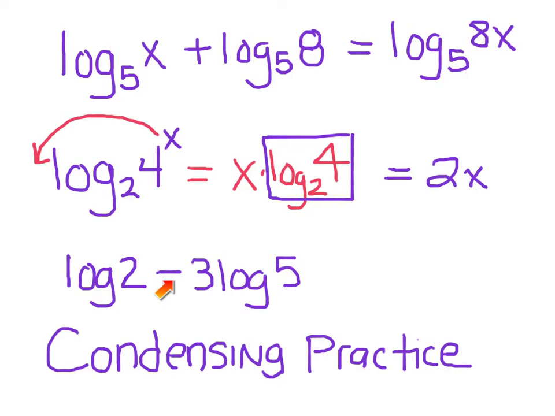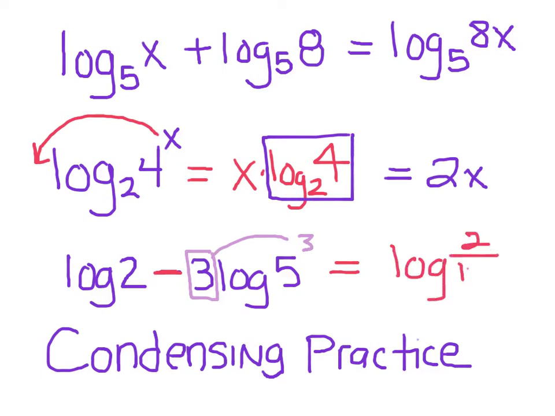In the next problem, you should be looking at it and thinking to yourself, right here, this is subtraction. Subtraction becomes division. But then you also look at the 3 right here and think, oh, well, the 3 has to come up because that is the multiplication becomes powers rule. So this 3 is going to come up and be a power, but the subtraction is going to condense to division. And so this problem is going to be the log of 2 over 125. So condensing is taking something that's spread out and making it smaller.